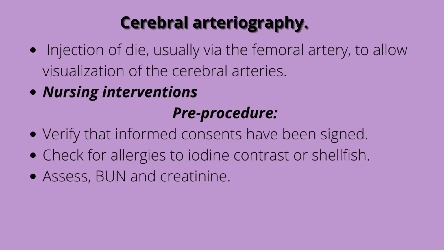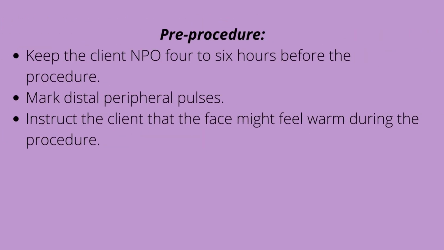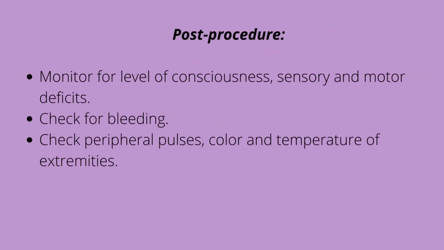We need to know the kidney function because we're introducing dye into the patient's body and we need the dye to be cleared out. So if we have a good kidney function, we know the patient will be able to clear out this dye. We'll keep the patient NPO for 4 to 6 hours before the procedure. We'll mark distal peripheral pulses. As well, we'll instruct the patient that whenever they inject that dye, they'll have a warm sensation, like something warm has entered their body.